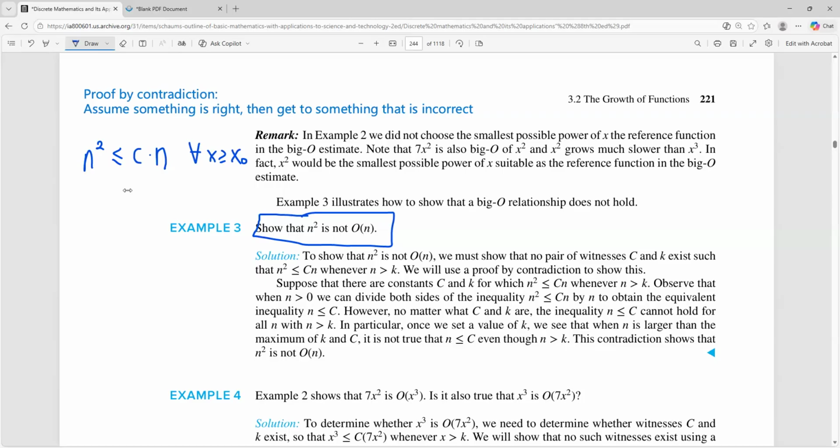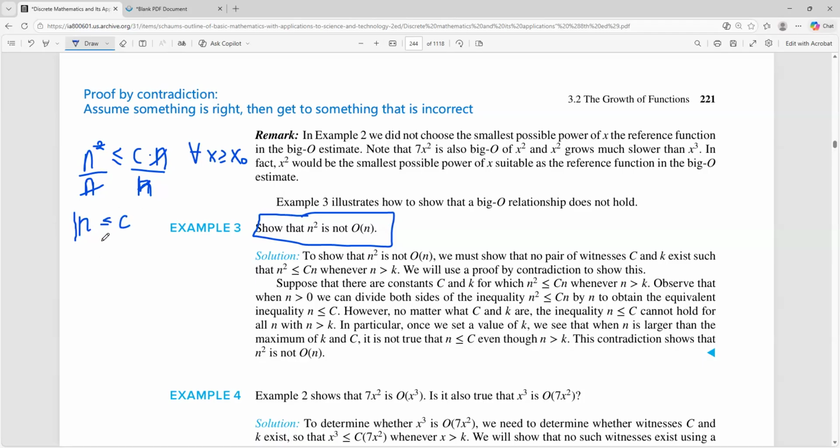Anyway, I want to prove that this isn't the case. What I could do is divide both sides by n. That's an n, by the way. And what do I get? n squared divided by n, which is n, is less than or equal to a constant.